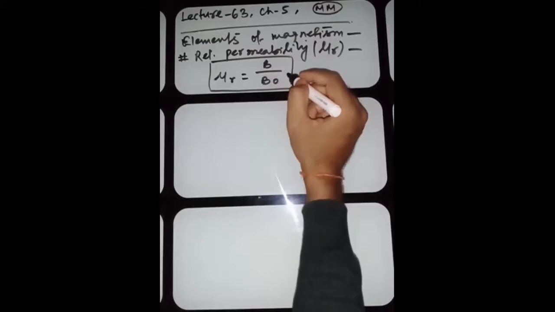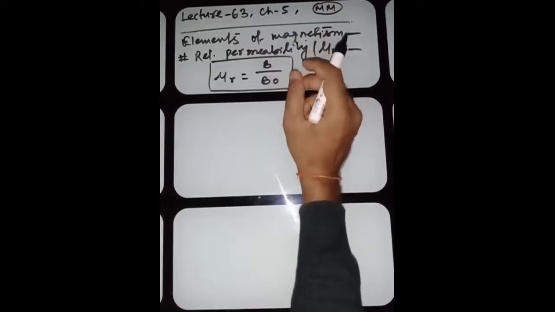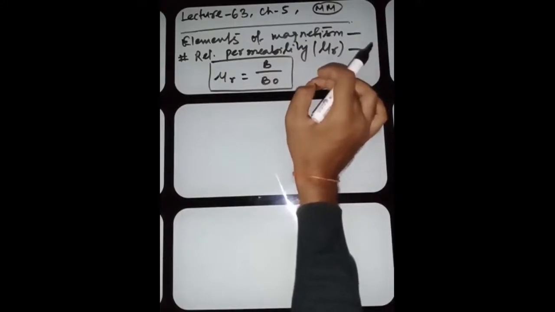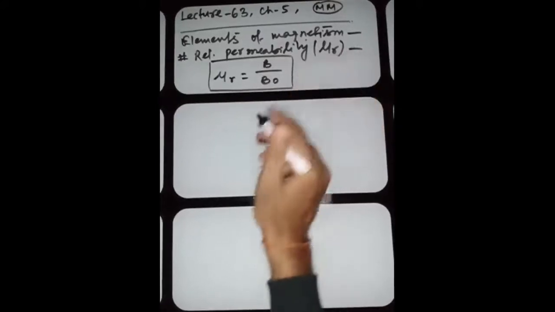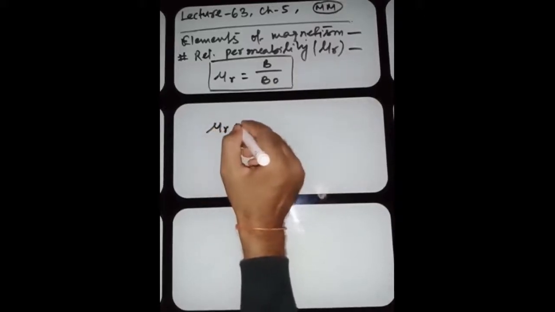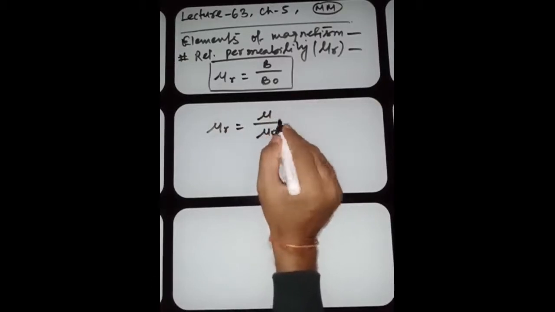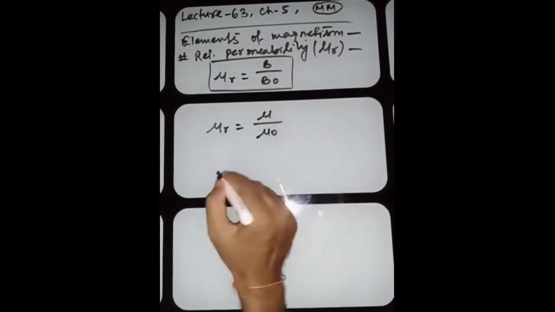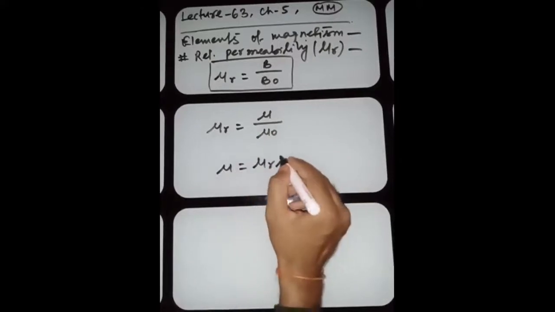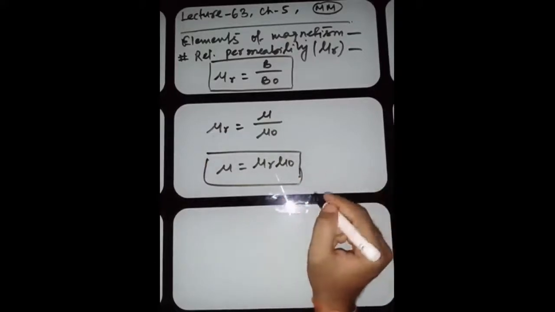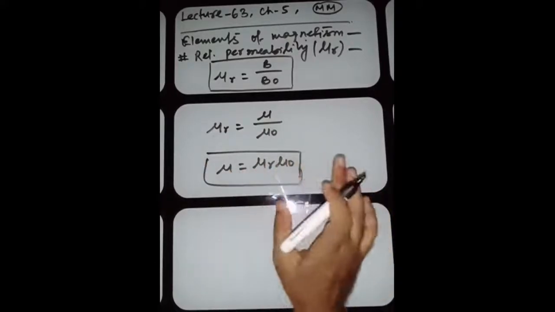Relative magnetic permeability of a material may also be defined as the ratio of the magnetic permeability of the material and the magnetic permeability of free space. It means mu R is mu for the material and mu naught for free space. It means mu is nothing but mu R times mu naught. All the equations are very, very important.